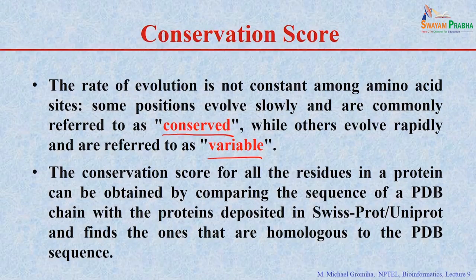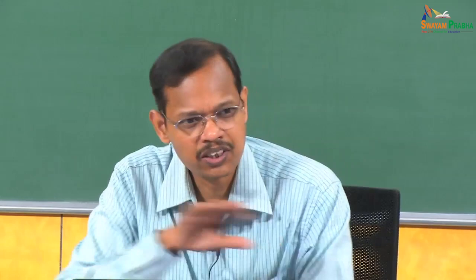Then, how to get the conservation score? For example, if you have an amino acid sequence, you would like to know which residues are conserved and which residues are variable. How to do that? First, we have to get the sequences, right?